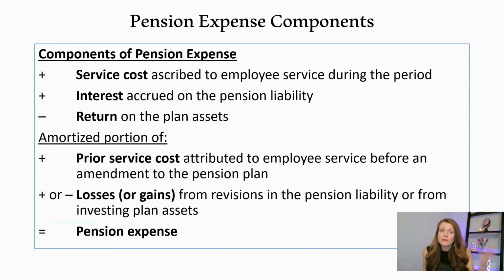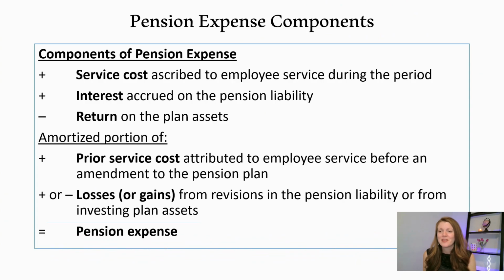Our expense increases every time an employee's there for another year because now we're going to have to pay them even more. They've been there for longer. It also has to do with any interest accrued on the liability, which has a lot to do with the time value of money. Then we subtract out any return that we got on those plan assets. So we invested that money, and any return we get, we are going to show as a decrease in our expense.